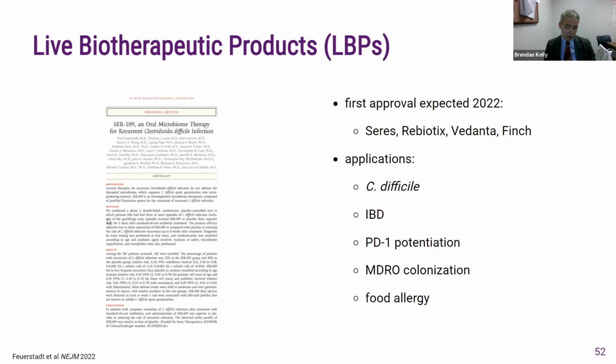LBPs for inflammatory bowel disease, I mentioned before for PD-1 inhibitor or immune checkpoint inhibitor potentiation. We're doing a study of FMT for MDRO colonization, and others are interested in that as well. I think Vedanta is developing a product to try to mitigate food allergies. And so this notion of repopulation of the gut, I think, is important, not just to deal with what we deal with every day, which is the risk for recurrent infection, but also for all these other potential avenues of intervention, and for potential avenues of intervention that I think infectious disease doctors should be leading.